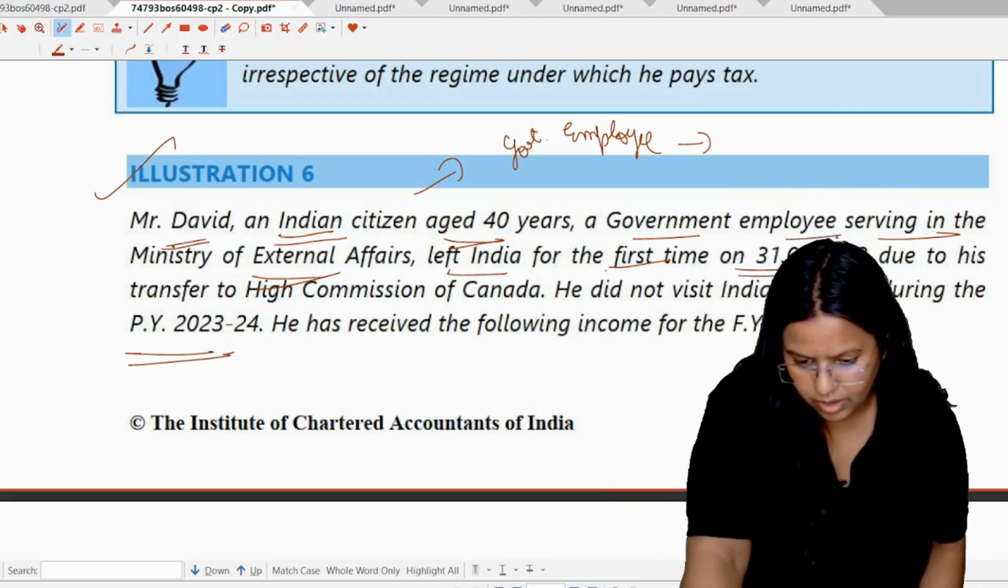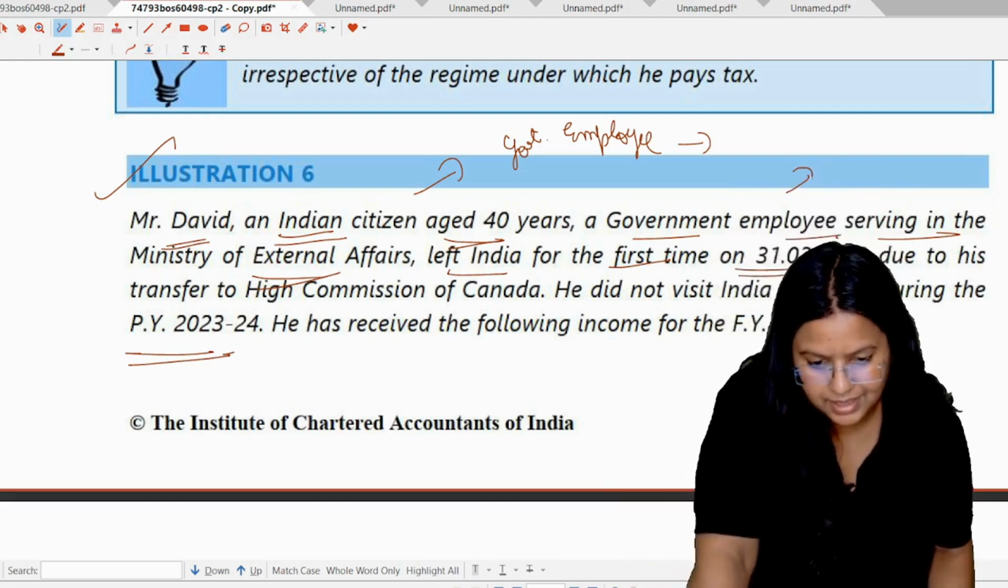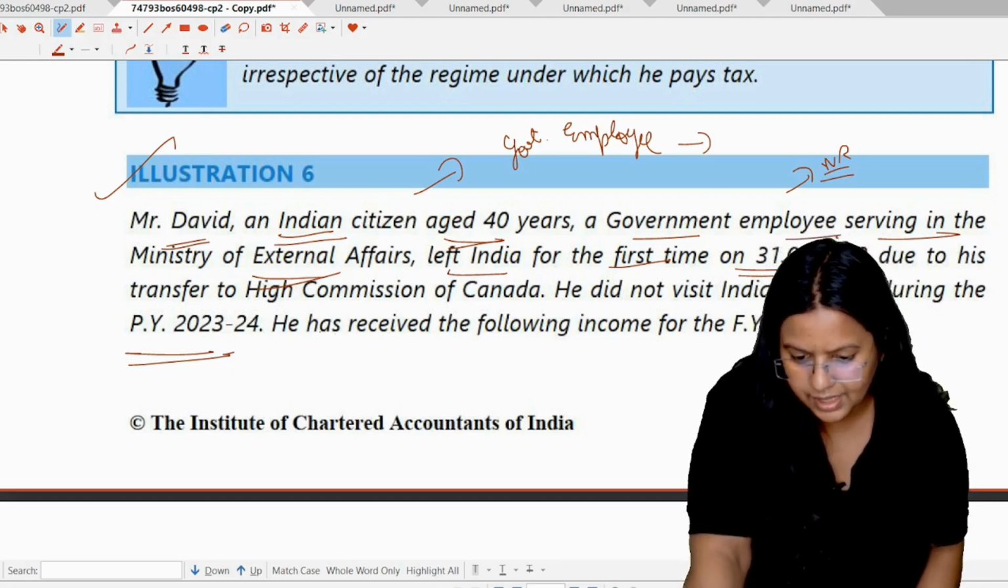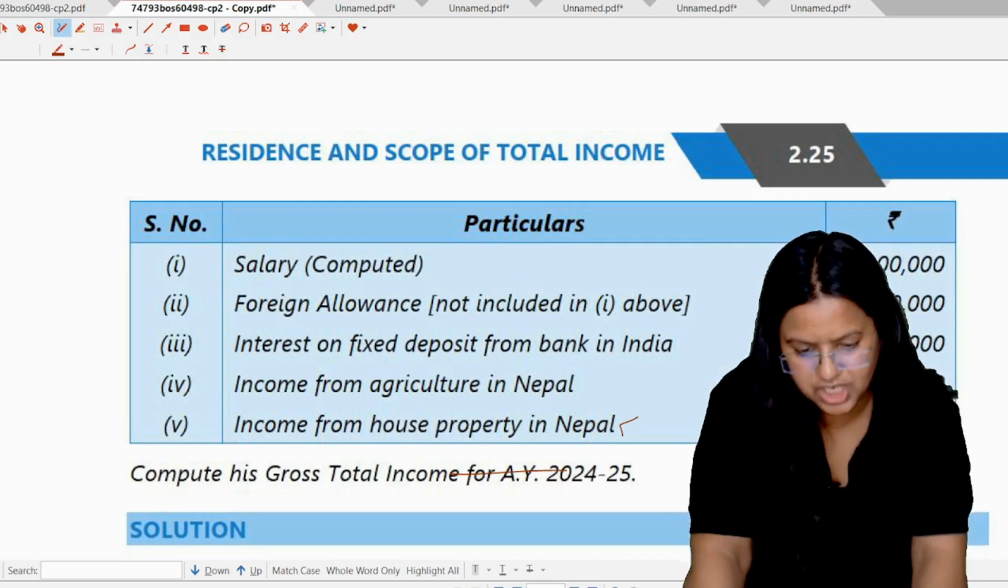So from this point, we got to know that he is a non-resident because he is not in India for any single day in the previous year. He has received the following income for the financial year 2023-24.